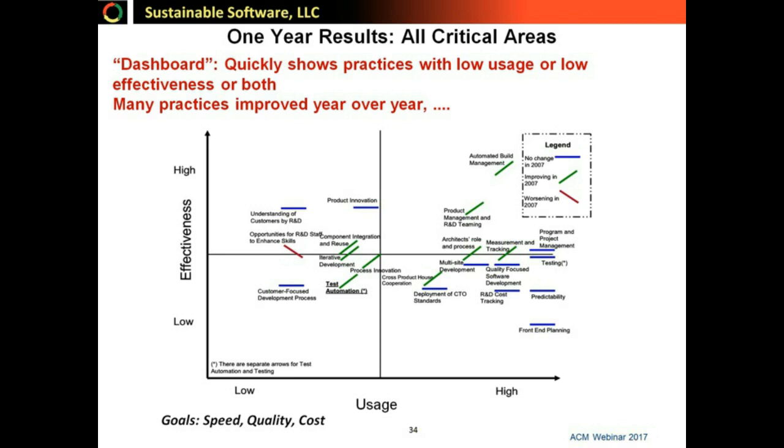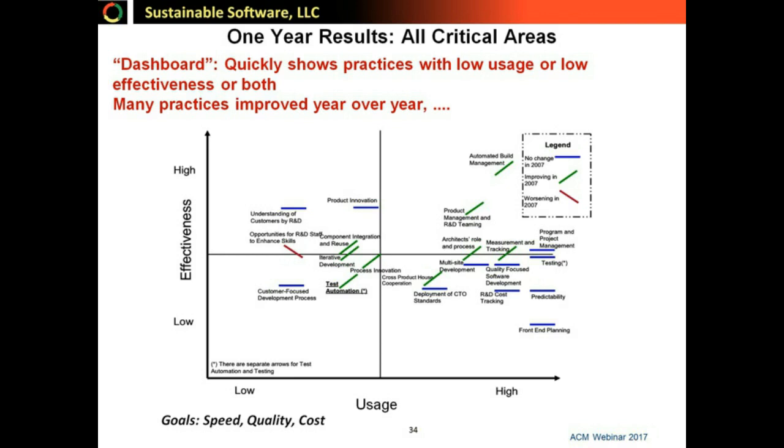But often, because we're working across organizations, improvement might come from adapting or adopting practices already deployed in the company elsewhere. So that turned out to be very helpful, and a lot of times that's, in fact, what happened.